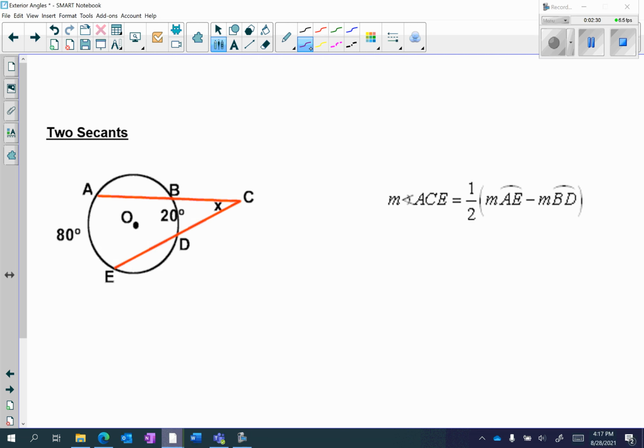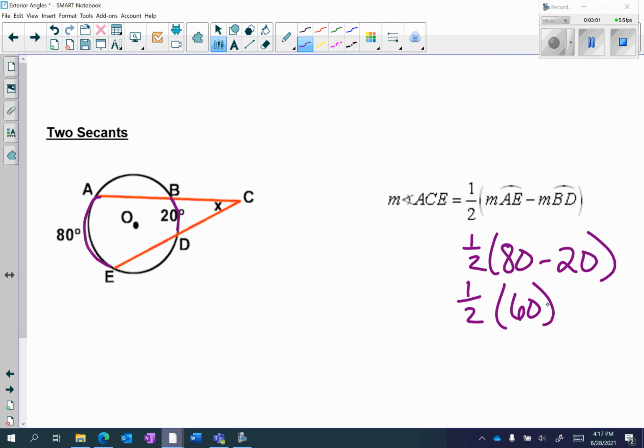In the next diagram, we have two secant lines, line ABC and line CDE. We want to find the measure of angle ACE. In order to find that, it's 1/2 times the measure of arc AE, which is 80, minus the smaller arc BD, which is 20. 80 minus 20 is 60 degrees. 1/2 of 60 is 30. So the measure of angle ACE is equal to 30 degrees.